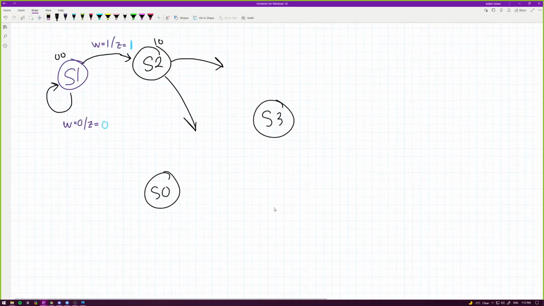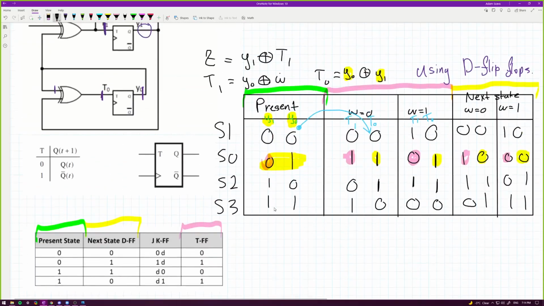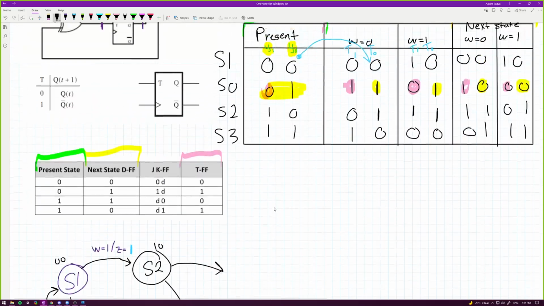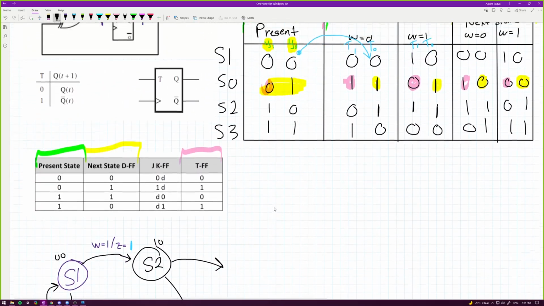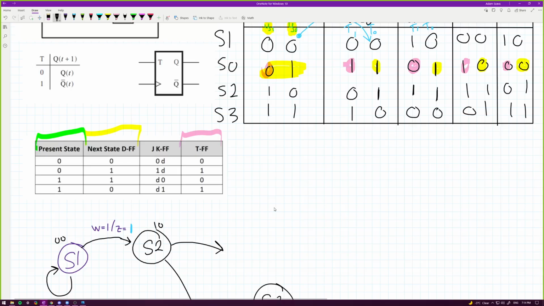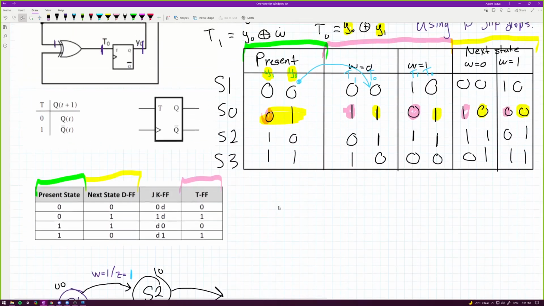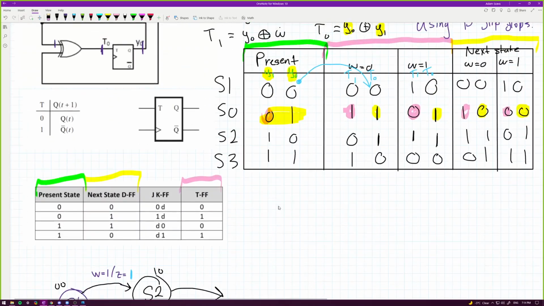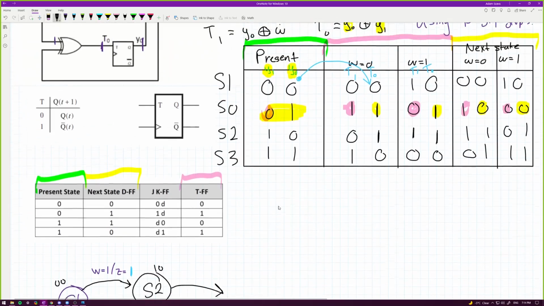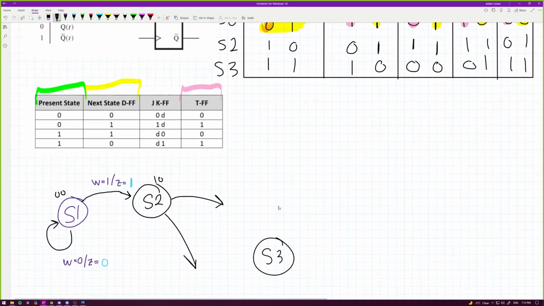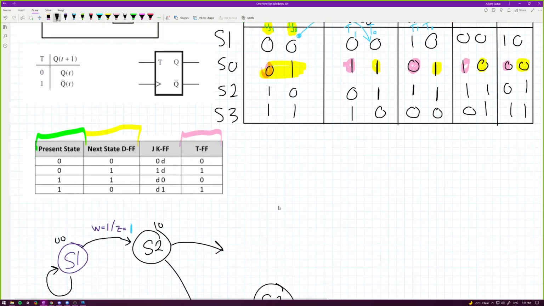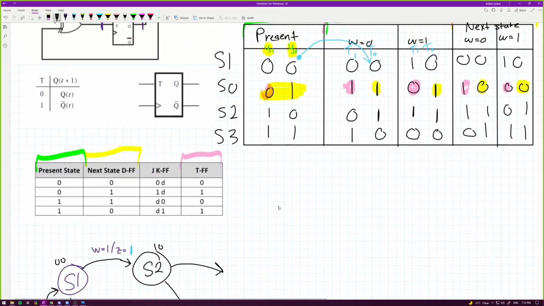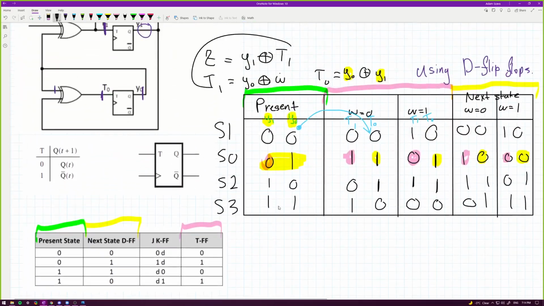So S0. S1 we've already dealt with, so let's just confirm that what we have on the table here matches that. If we are in S1 and W is equal to 0, then you will stay in S1. Correct. If you are in S1 and W is equal to 1, you will go to state S2. That is correct as well. I don't have the Z part here, but we can do Z from here.